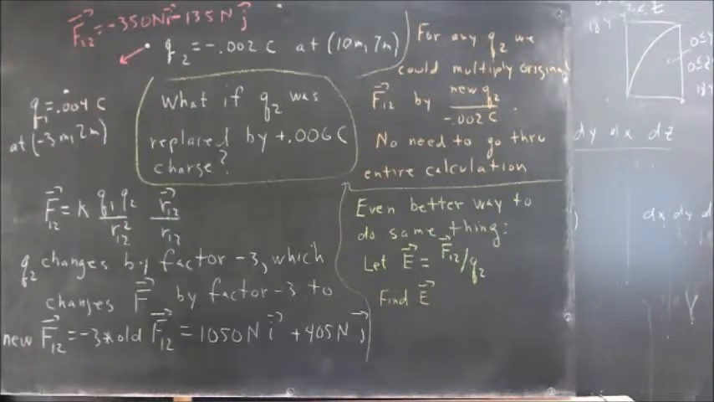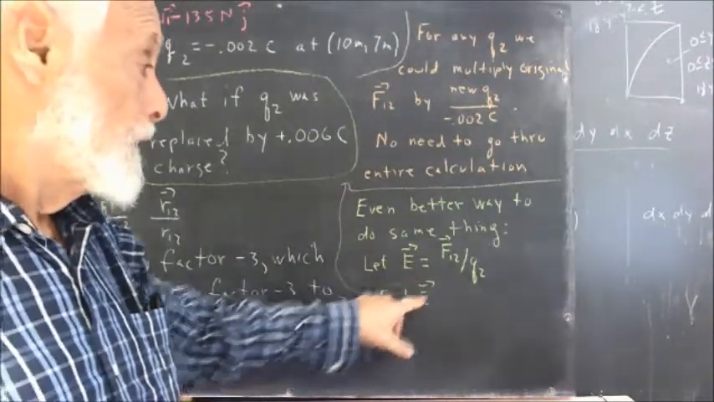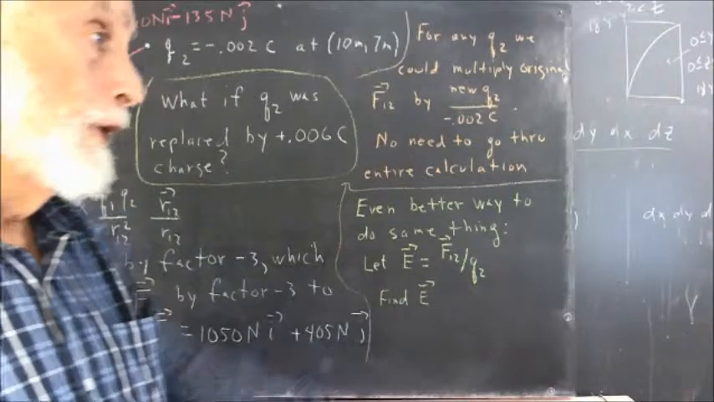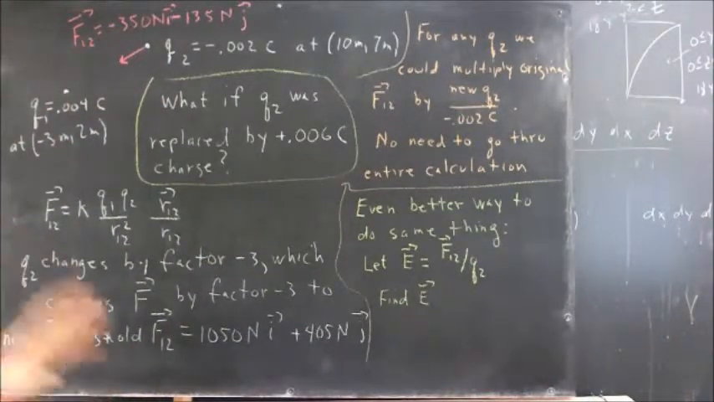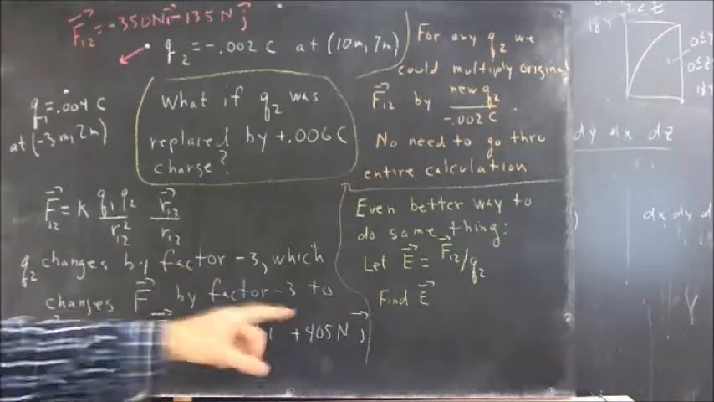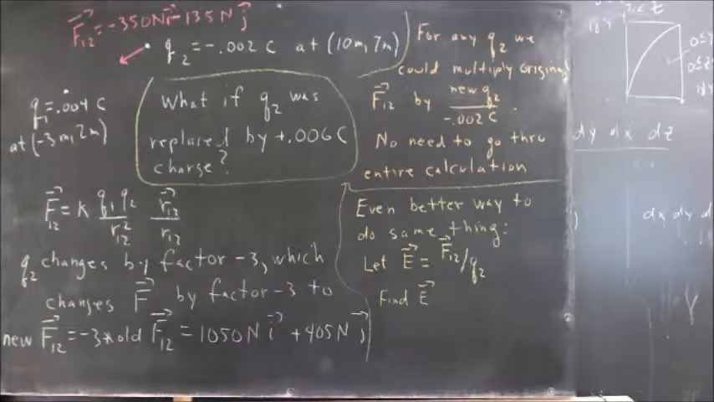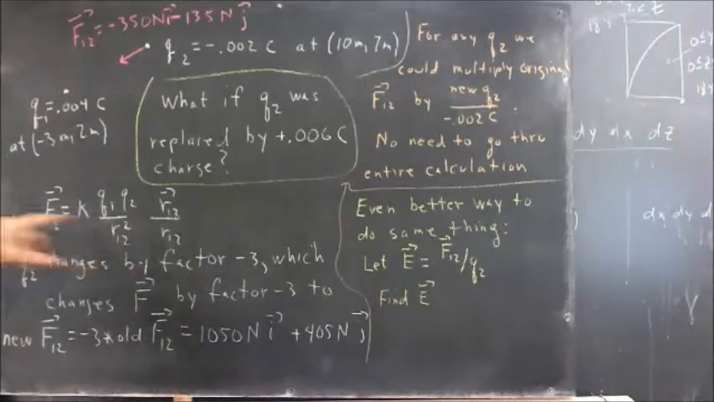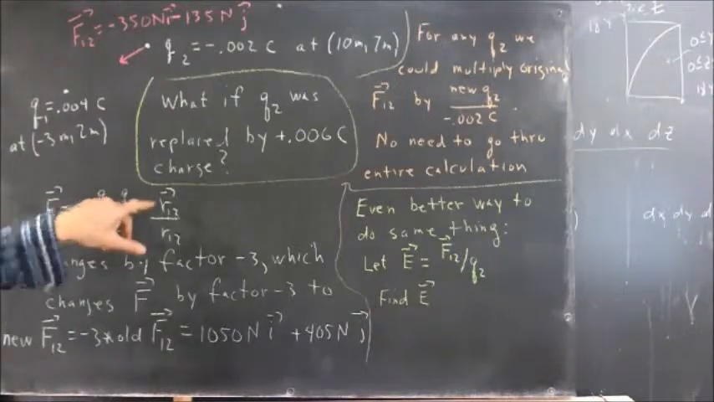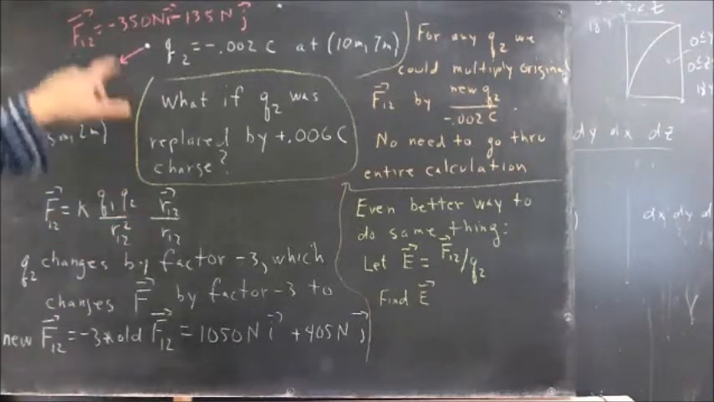So let's do that division. What do you get if you divide F12 by Q2? Okay, well, I'm going to continue on. You should have already paused and gotten your expression for E. But that's pretty straightforward. E, of course, we could write it out this way: K Q1 over R12 squared, which just eliminates the Q2.